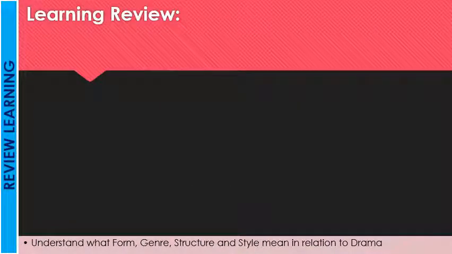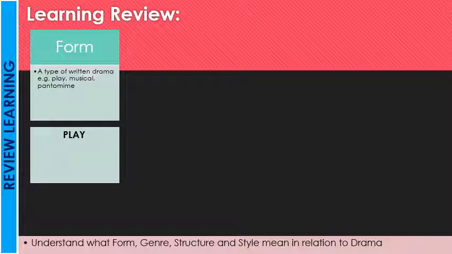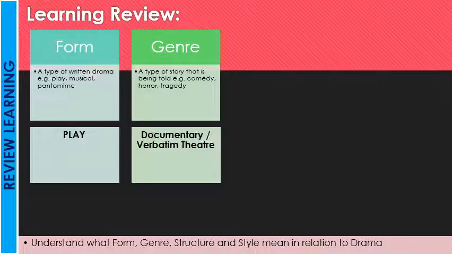So to recap then on the form, genre, structure and style of Missing Dan Nolan. So the form, a type of written drama, for example, a play, musical, pantomime. Dan Nolan is a play. The genre, a type of story that is being told, for example, a comedy, horror or a tragedy. The genre of Missing Dan Nolan is documentary or verbatim theatre.